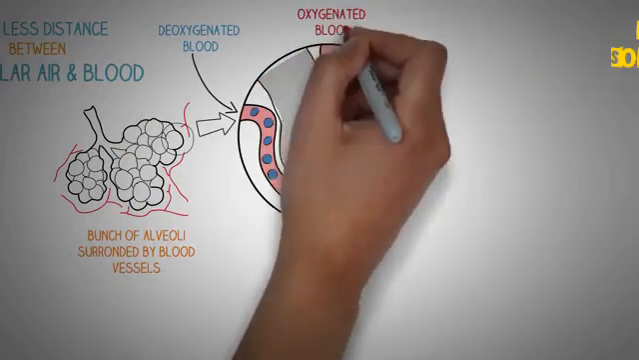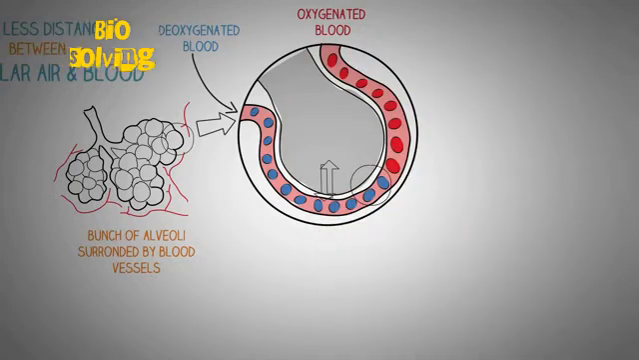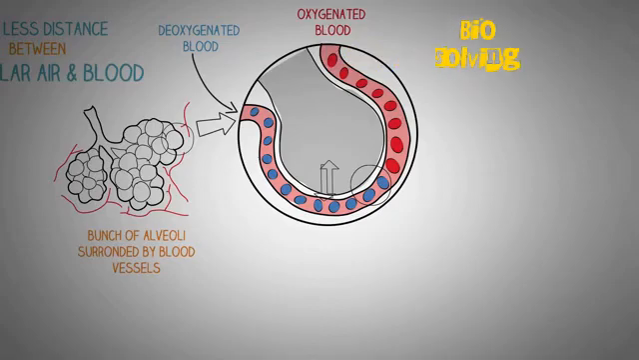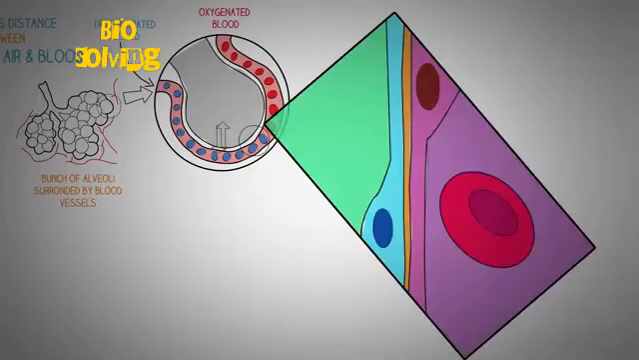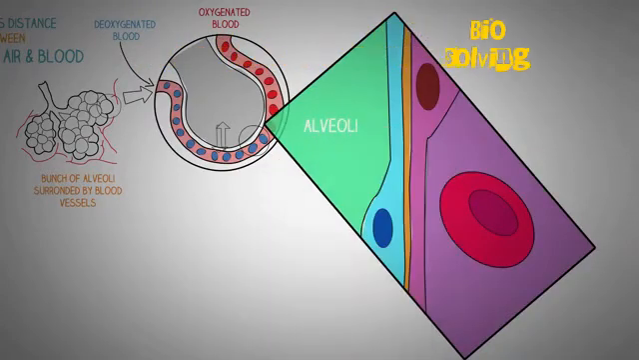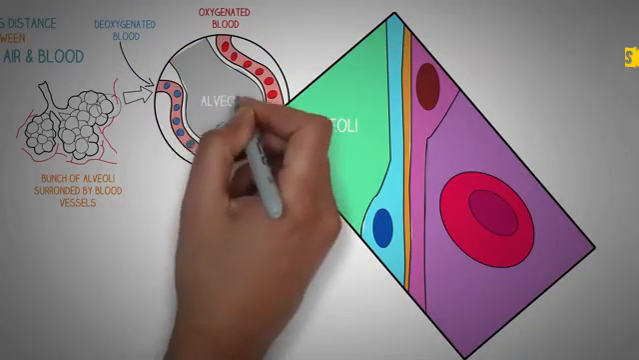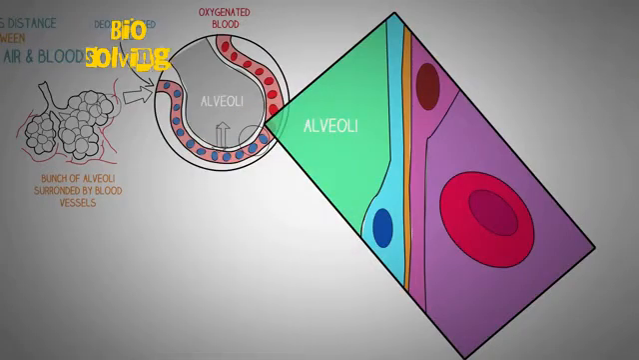In these capillaries, the deoxygenated blood enters from one side, it exchanges the gases with the alveolar air, and finally oxygenated blood is released from the other side. If we take a closer look at the junction between the alveoli and the capillary wall, you can see that the green side represents the space inside the alveoli.